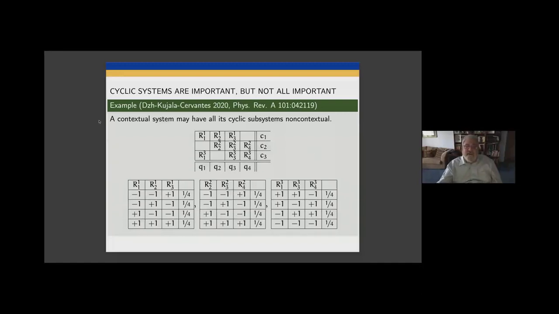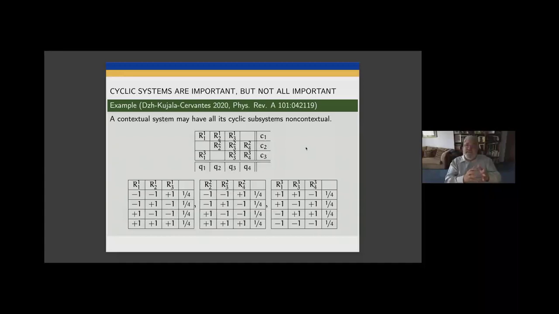But it's not true. The counterexample constructed in this paper is here. It gives you a particular system such that all of its cyclic subsystems are non-contextual, but the system itself is contextual. Right? Victor Cervantes will be talking later today, and he will be using this type of system to illustrate the construction of the so-called hierarchical measure of contextuality.